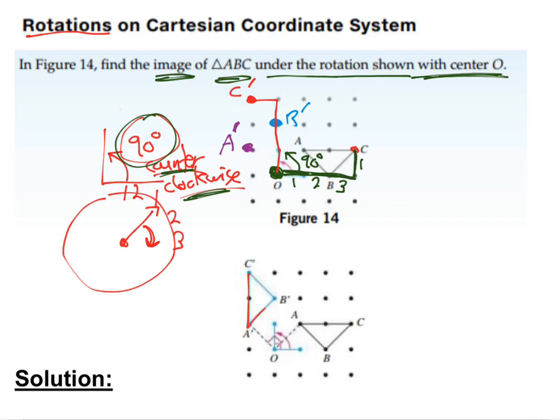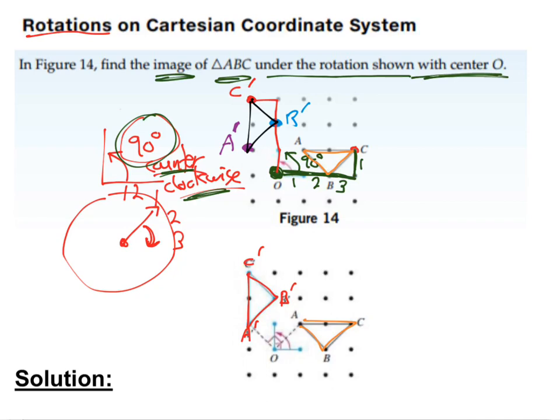So here it is, the new triangle. See, there's A prime, B prime, C prime, just like we found, right? Here they are. There's the new triangle. We rotated the old triangle, which was right over here, 90 degrees about center O. We rotated the whole triangle 90 degrees about center O.